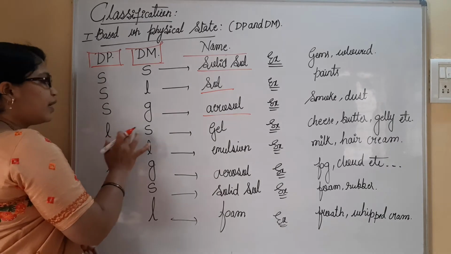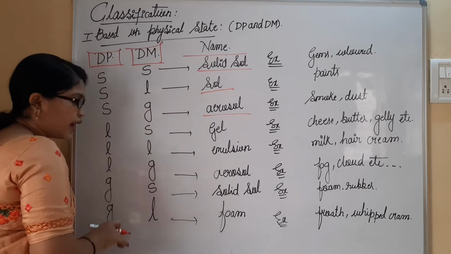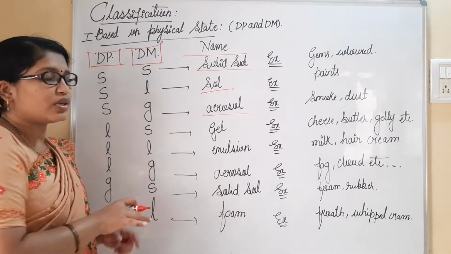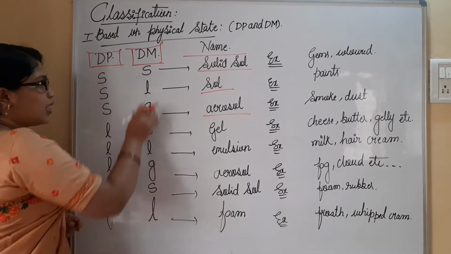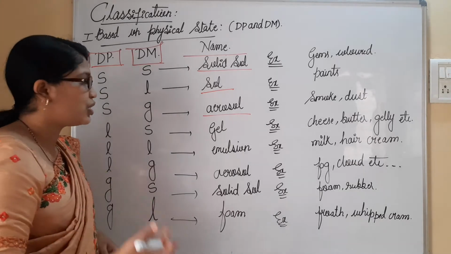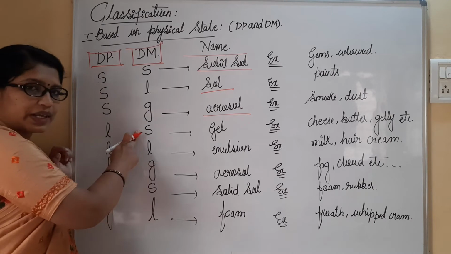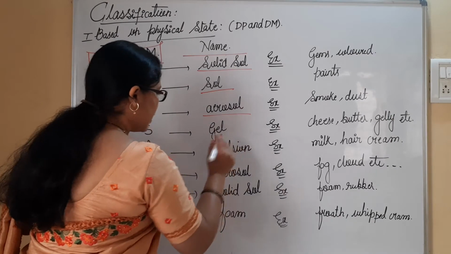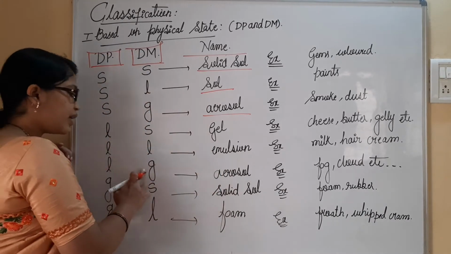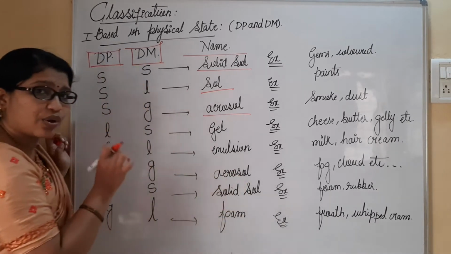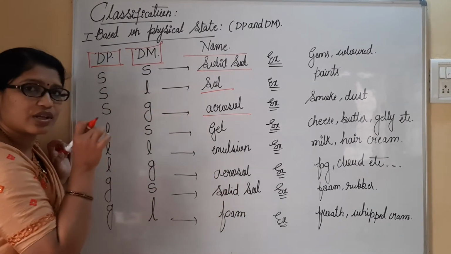Here we have liquid in solid. The dispersed phase is in small quantity, like solutes, and the dispersion medium is in larger quantity. When liquid is dispersed in solid, it is said to be a gel. Liquid in liquid combination is called an emulsion. Liquid in gas combination is called an aerosol. Gas in solid combination is called a solid sol.